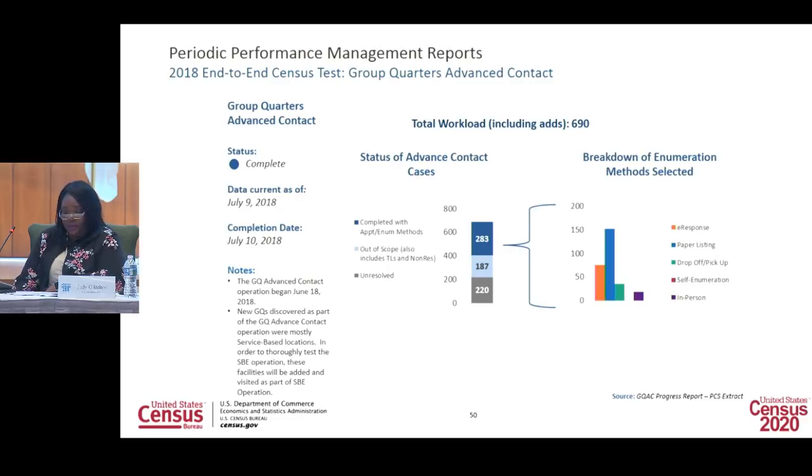A variety of GQs selected the paper listings. Most of them were the group homes. We had some colleges and some nursing facilities choose that particular method. E-response was across the GQ types, but I think the larger number that chose e-response were colleges and nursing homes and the group homes again.